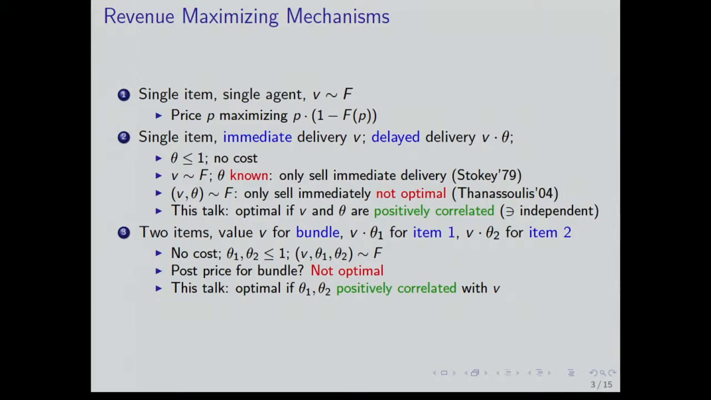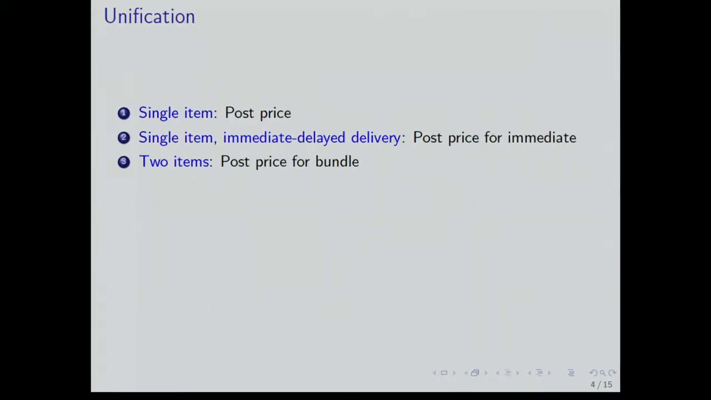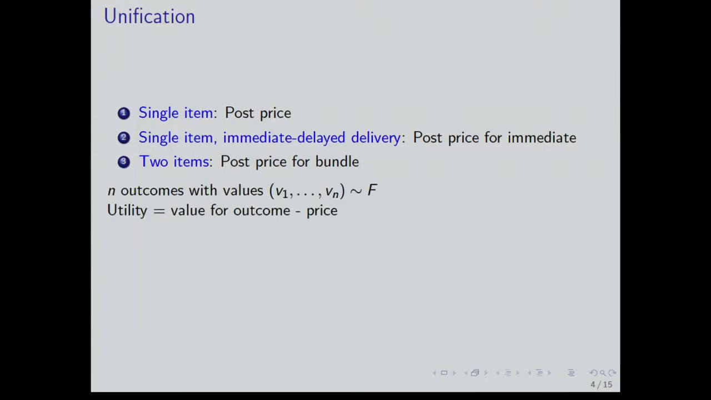They're kind of similar, kind of different. Let's see first that they can be unified in a single model. So these 3 examples: single item, we wanted to show the posted price is optimal. Marcin did that already. Example 2 was 2 ways to deliver. We wanted to show that posted price for immediate delivery is optimal. Example number 3 has 2 items, 3 outcomes, and posted price for the bundle is optimal. So this is the model.